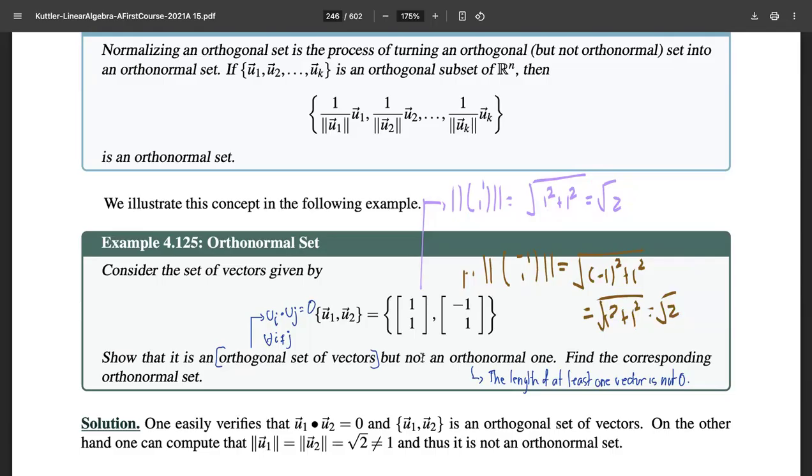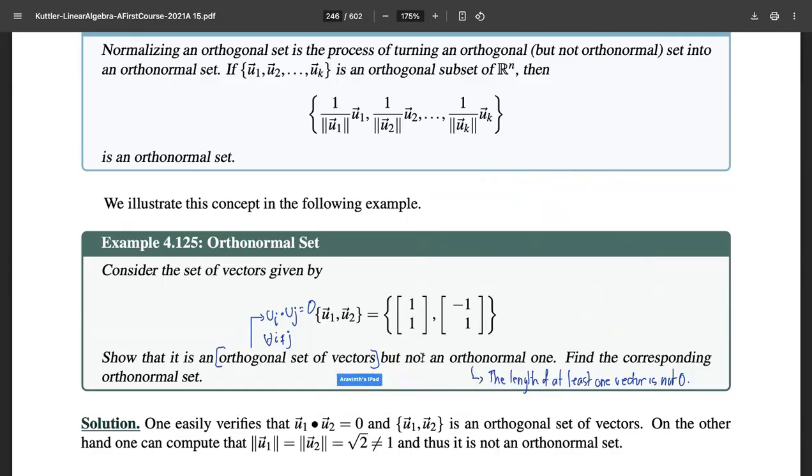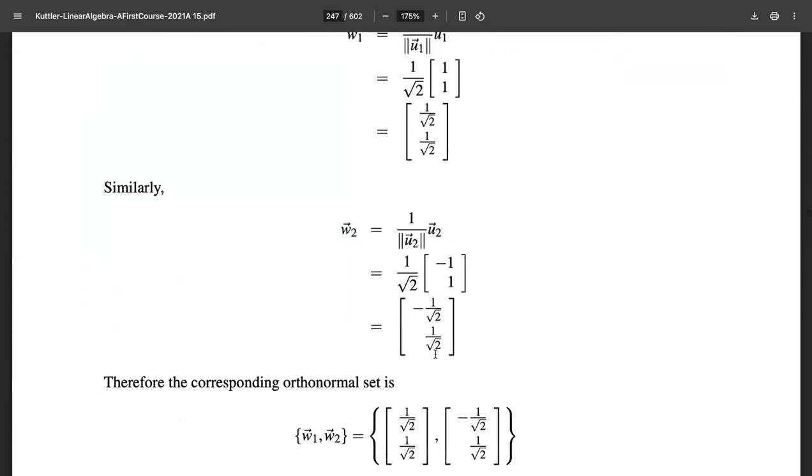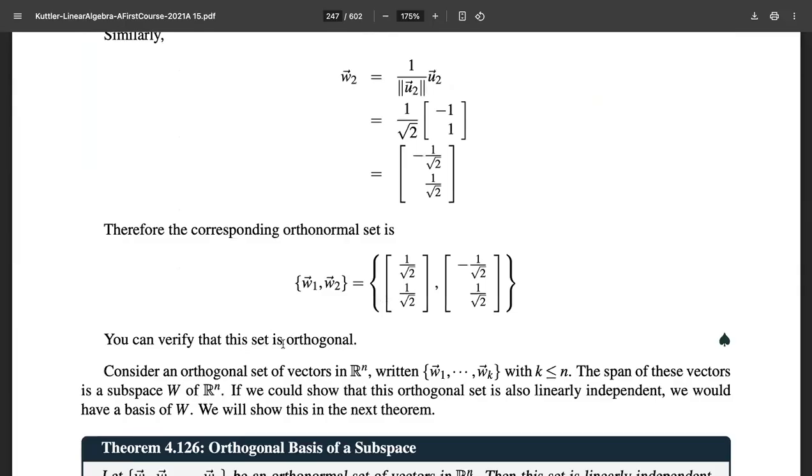So we need to normalize this, and the idea is to divide each vector by its length. So the orthonormal set will be 1 over square root 2 times the first vector, then 1 over square root 2, which is also the length of the second vector, times (-1, 1). So this would be the orthonormal set. So this set is orthonormal.